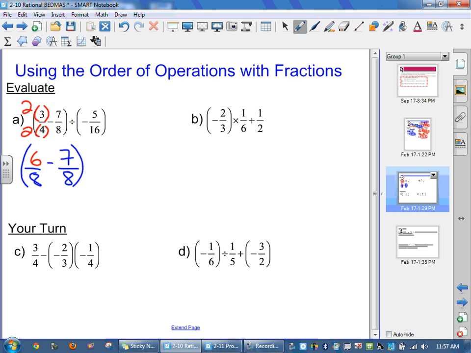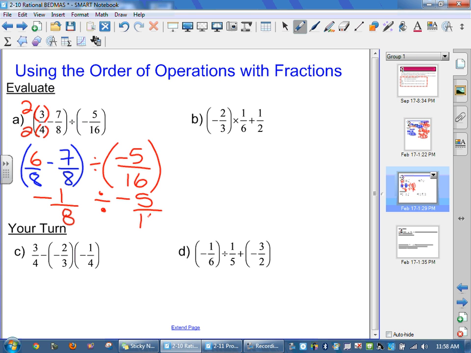Then I write the rest of the equation. Divide by negative 5 over 16. Now what's that bracket over here? What are they doing actually? That's right, they're just separating the negative there. Good job. So now we've got the same bottom number here. As an 8, we can just subtract our top numbers now. What's 6 subtract 7? Negative 1. So I'm going to get negative 1 over 8 dividing by negative 5 over 16.